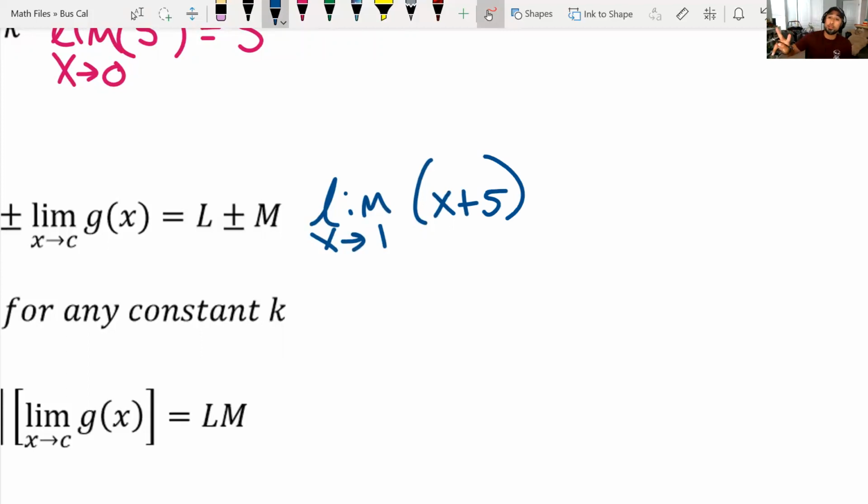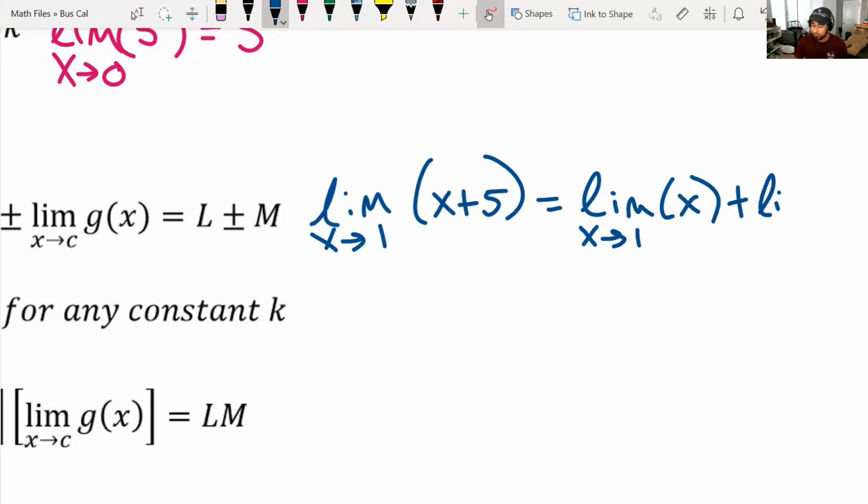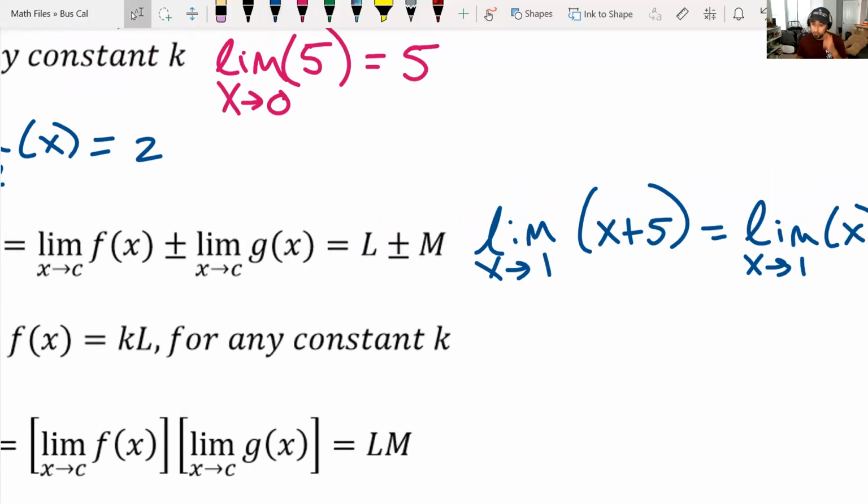There are 2 terms inside the parentheses, which means I can split this into 2 limits. I can make this the limit as x approaches 1 of x plus the limit as x approaches 1 of 5. That's it. And it doesn't matter if it was over subtraction or addition, I can split it into multiple terms. And then you can simplify from there, but I want to keep going through these properties. I'm just showing you how they work.